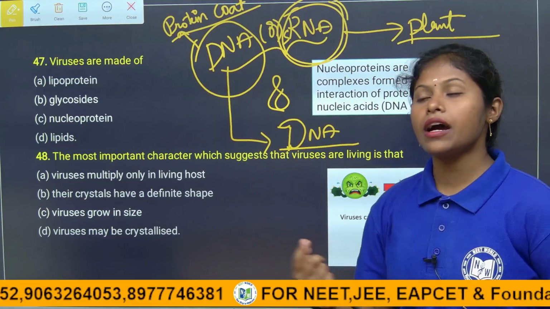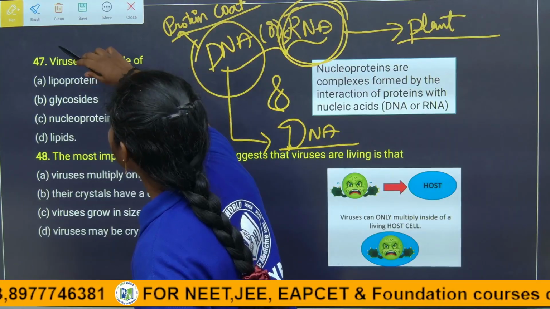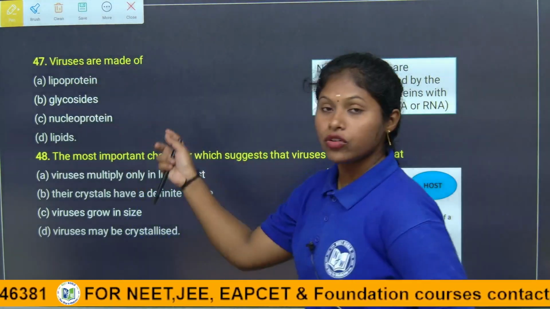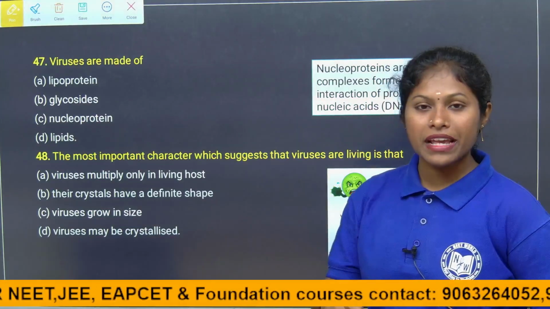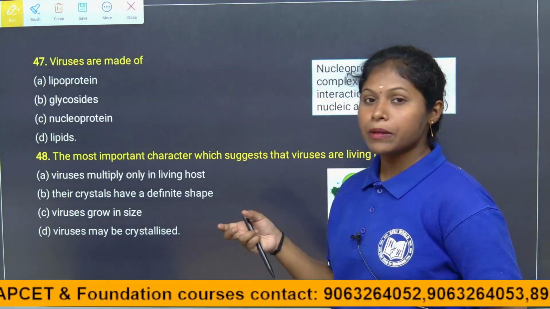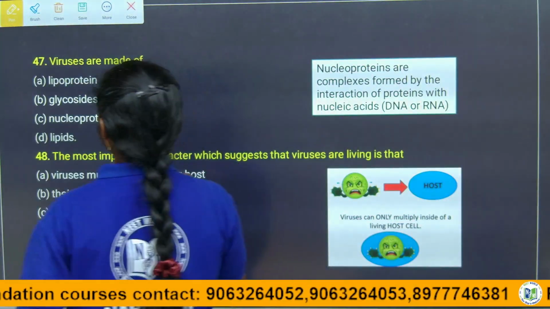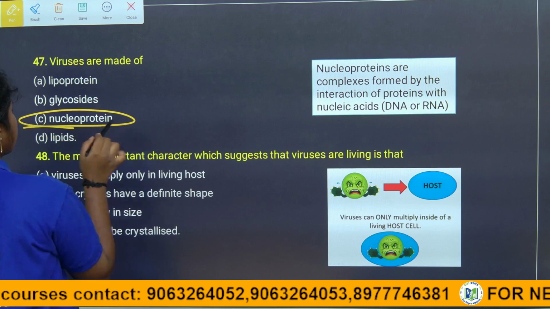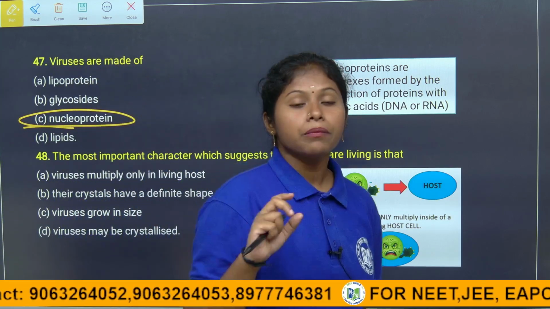They are covered with the protein coat. Do they have a different nucleus? No, it does not have any different nucleus. It does not have any cell organelles, right? That is why it is placed on the borderline between living and non-living. So it exhibits both living and non-living traits. So here the answer is nucleoproteins, because the genetic material is covered by the protein coat.